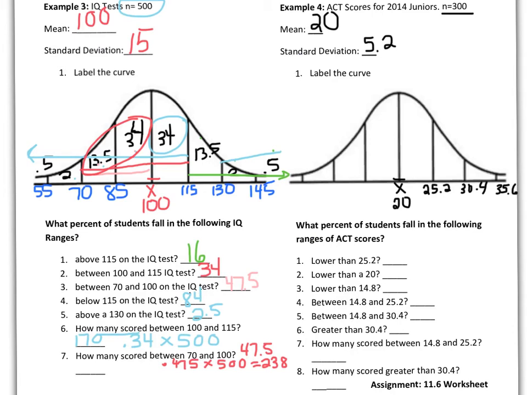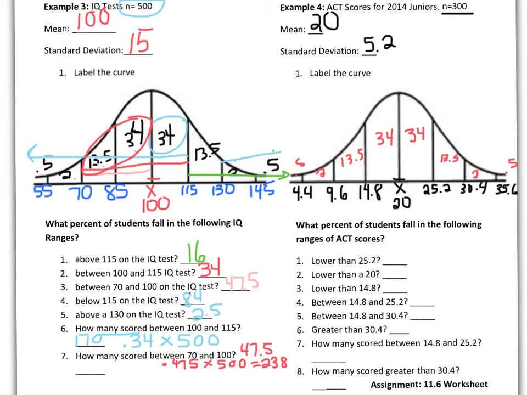Then we'll count the other way. We will subtract 5.2 from 20. That will bring us to 14.8. Subtract another 5.2, we'll be at 9.6. Subtract another 5.2, and we'll be at 4.4. I'm just going to label those percentages. 34, 13.5, 2, and 0.5. Same thing on the other side. 34, 13.5, 2, and 0.5. And now we can use that to figure out these scores.